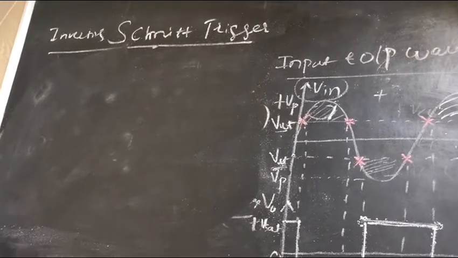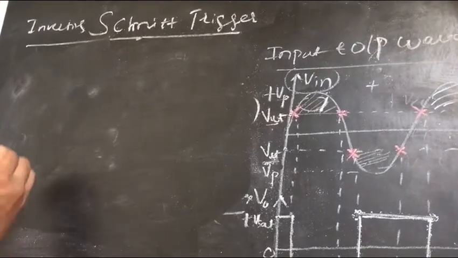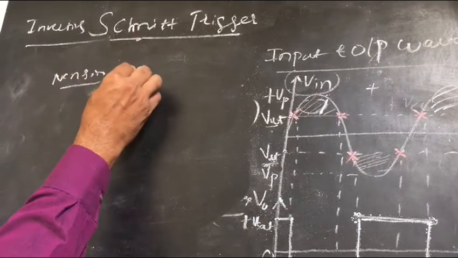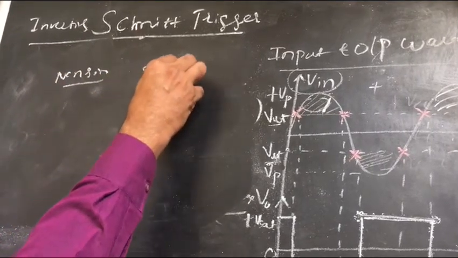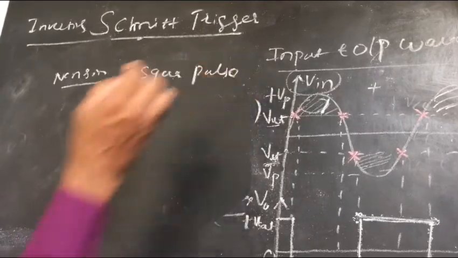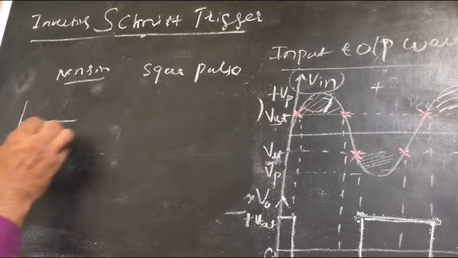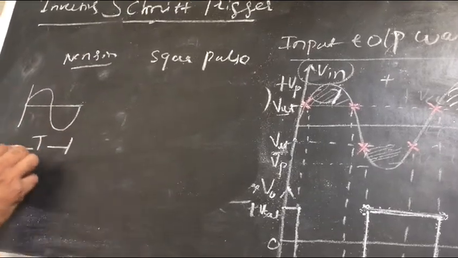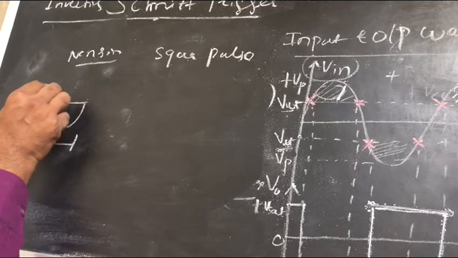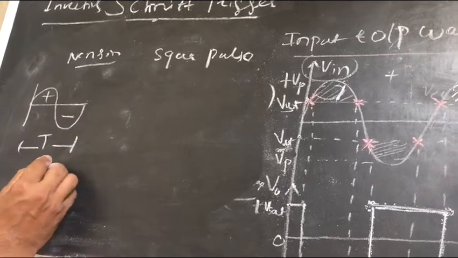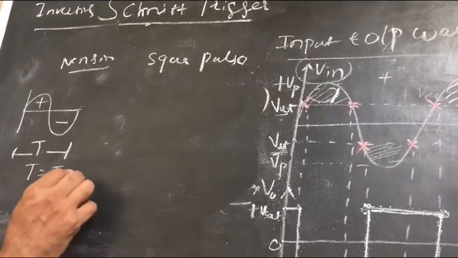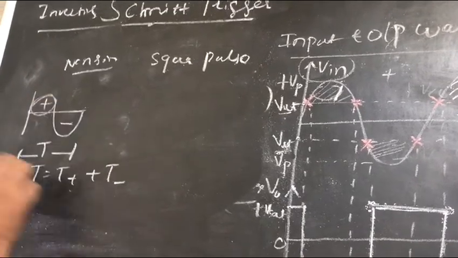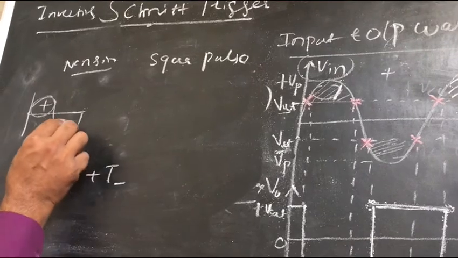Students, as I said, Schmitt trigger also converts non-sinusoidal signals into square wave or pulse waves. We know what a sinusoidal signal is. Sinusoidal signals are usually like this, where this is the total time duration, and the positive half cycle and negative half cycle are of the same time. That is, T is equal to T plus and T minus. Here T plus indicates the time duration for the positive half cycle, and T minus is nothing but the time duration for the negative half cycle.